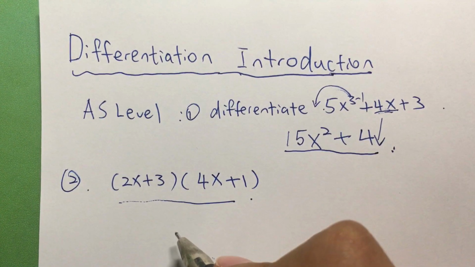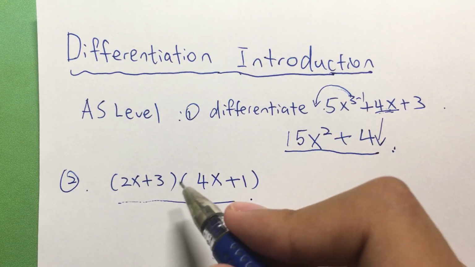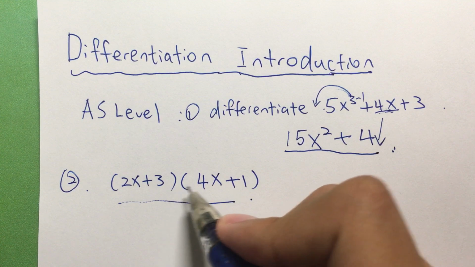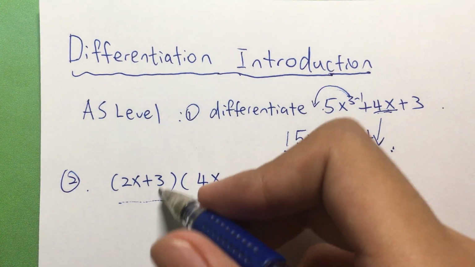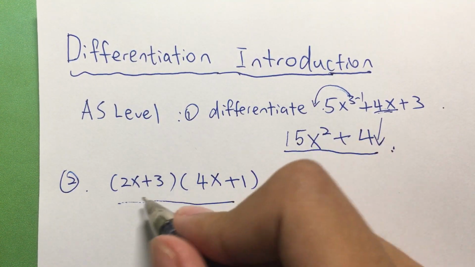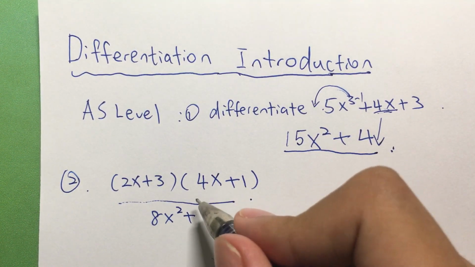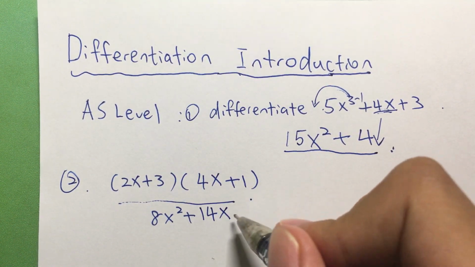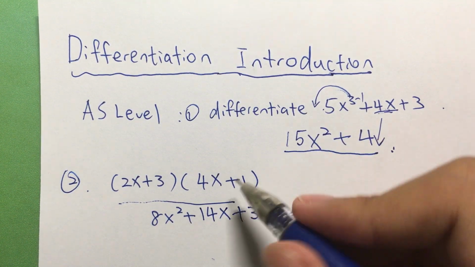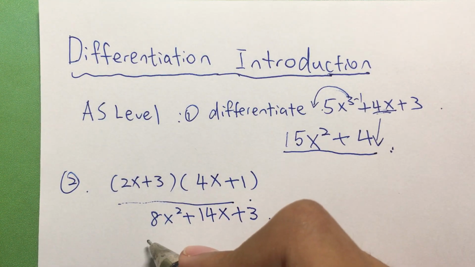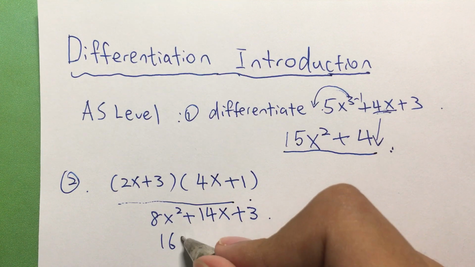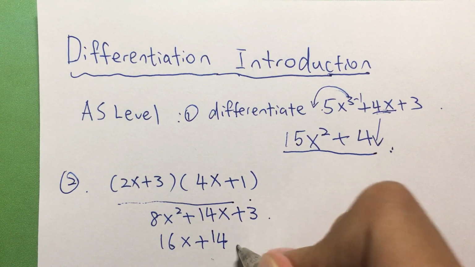By using the skills we learned in AS, we know that we have to expand this, and let's do it. So we expand, it becomes 8x squared plus 14x plus 3, and differentiating this will become 16x plus 14.